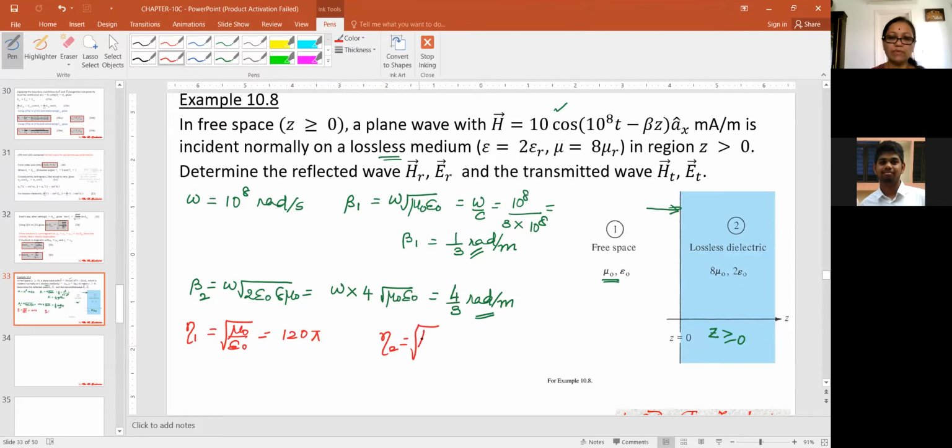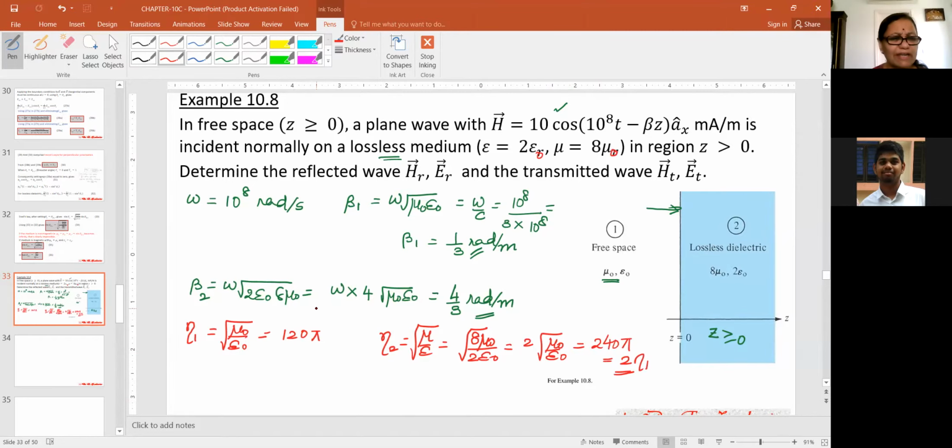Now let us get eta 2. Eta 2 is under root of mu by epsilon. Now tell me what it will be. Please write it down, otherwise you will never be able to do it in an examination. So 8 mu naught divided by 2 epsilon naught, under root. Therefore, it is going to be 2 times under root of mu naught by epsilon naught, which is 240 pi, or 2 times eta 1. Let me check. Yes, I got that.